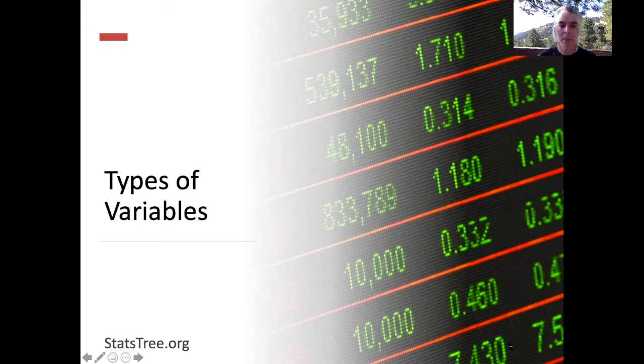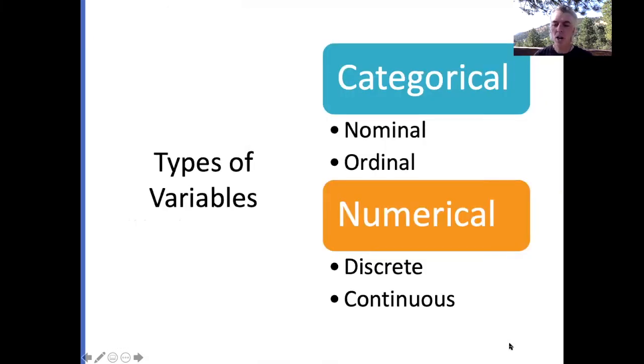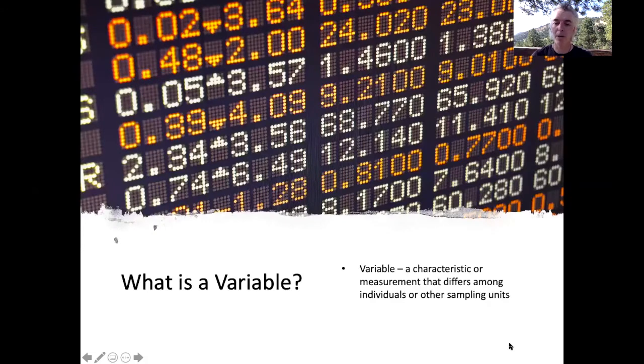Hello, everyone. Before describing the data in our statistical sample, we want to talk a little bit first about the types of variables that we might collect. We're going to talk about two different kinds of categorical variables, nominal and ordinal data, and two types of numerical data, discrete and continuous. But before we talk about those, let's first go over what a variable is.